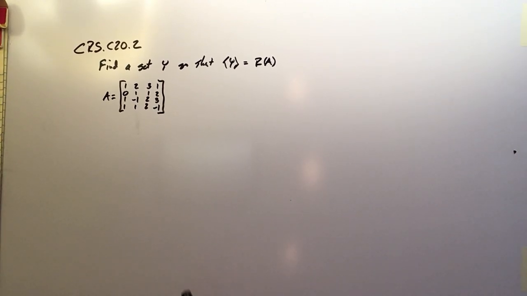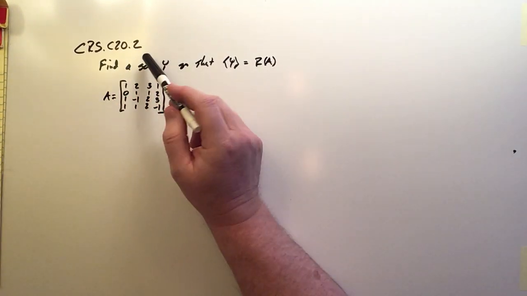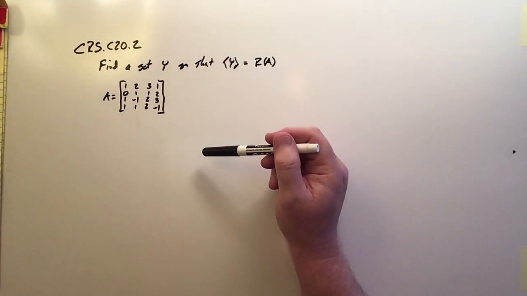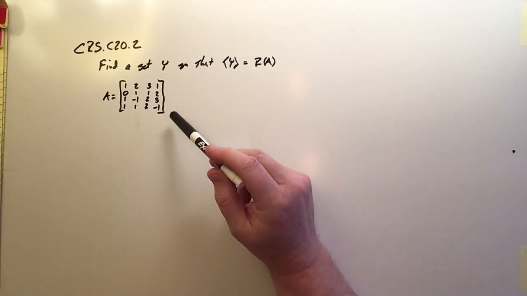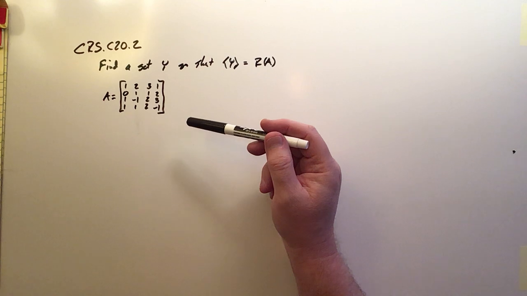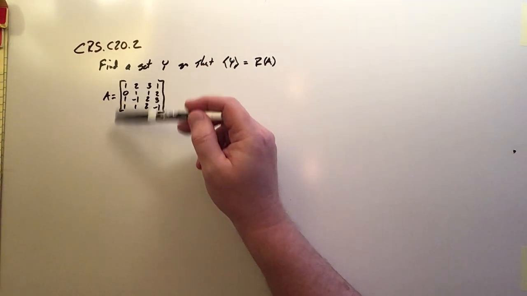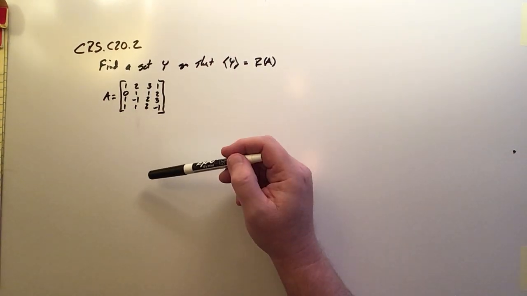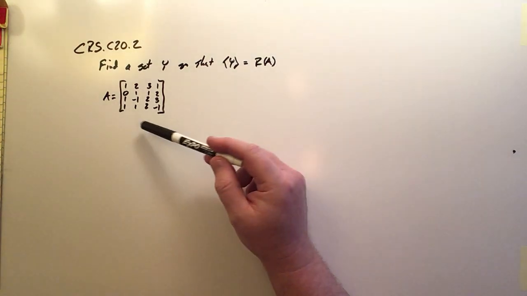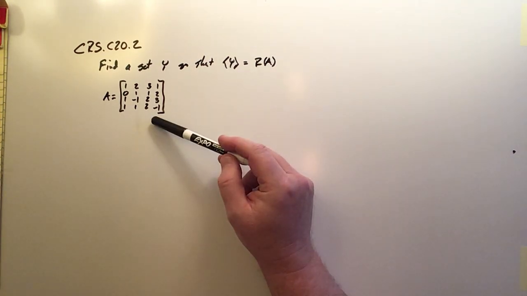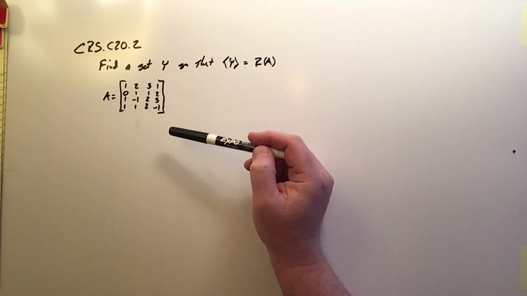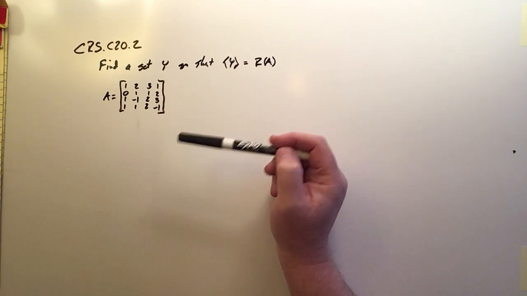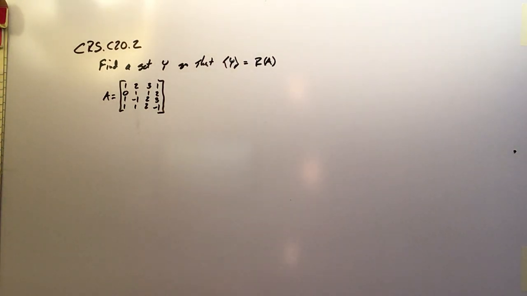Okay, this is practice problem CRS.C20.2. This is the second time we're looking at this problem. The first time we took matrices and found their column space. And of course that's pretty easy because the column space in a matrix is just the span of the columns themselves. The row space is a little bit different though, and that's what this iteration is.